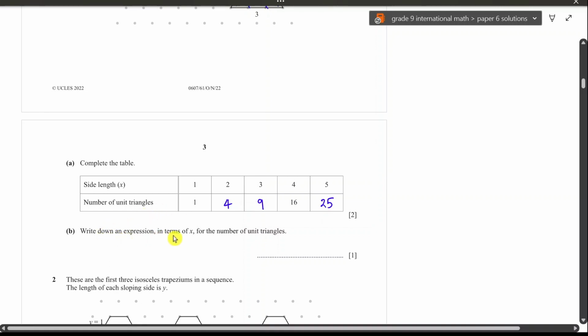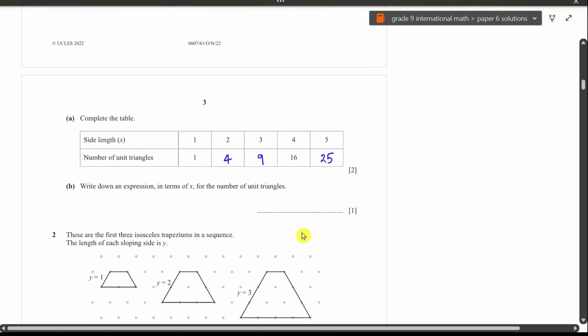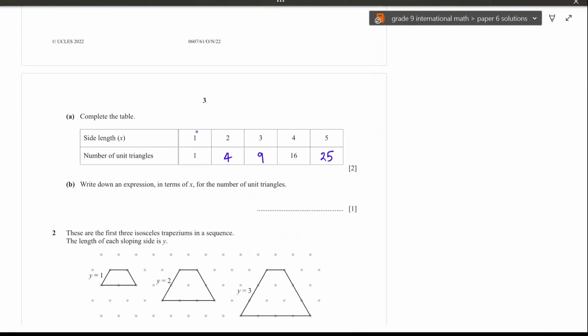Now write down an expression in terms of x for the number of unit triangles. Obviously you can see the pattern. It is x squared, because if this is 1, then the square of that is 1 squared. This is 2, the square of this is 2 squared. So if it is x, then it will be x squared. My answer in terms of x is x squared.